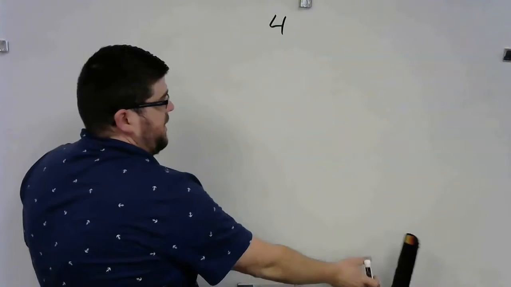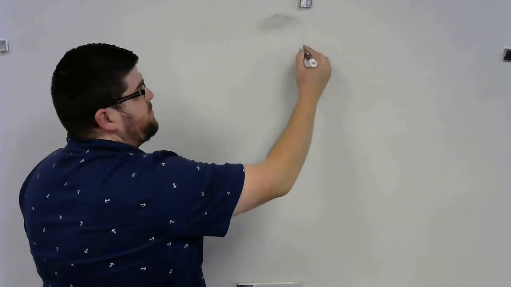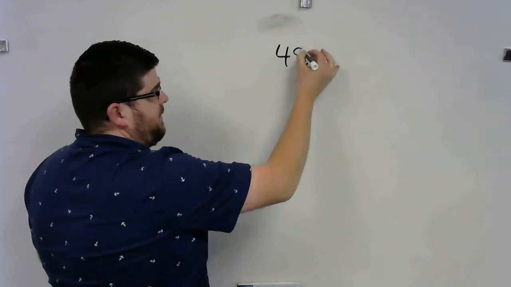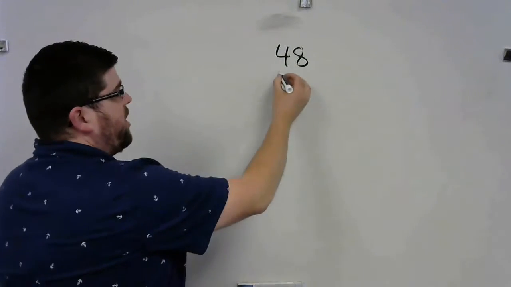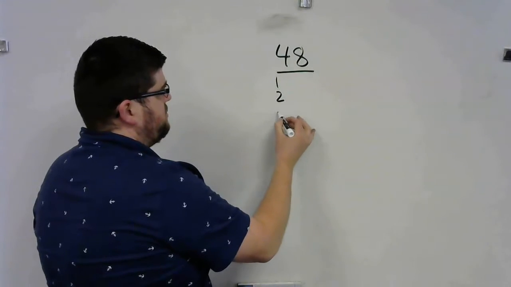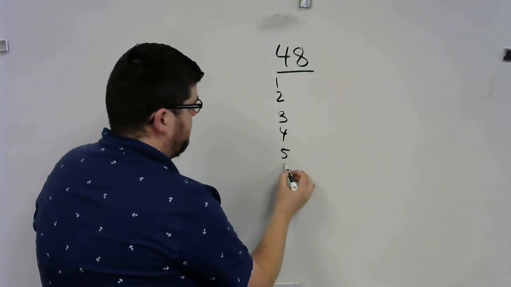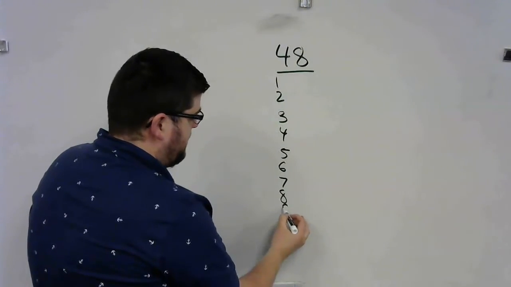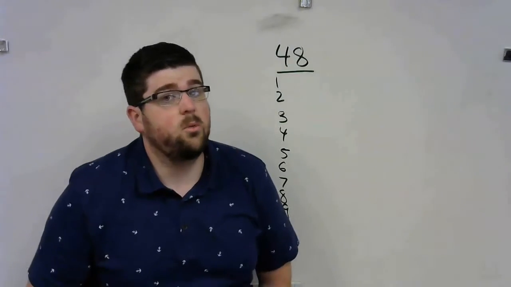That might be too high. I know I've been cutting the tops off of stuff on some of these other videos. So let's do 48. I'm going to draw my 48 with my line underneath it. And then I'm going to go 1, 2, 3, 4, 5, 6, 7, 8, 9. Now I'm going to start with 1.